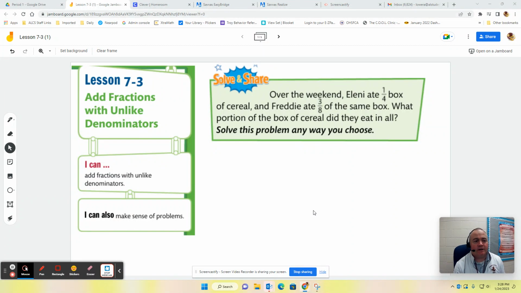Lowe again. Hey, we are looking at lesson 7.3 today. So get your notebooks out. Today is a big day for us. We're going to start with lesson 7-3. Make sure you put today's date on there so we keep ourselves organized.